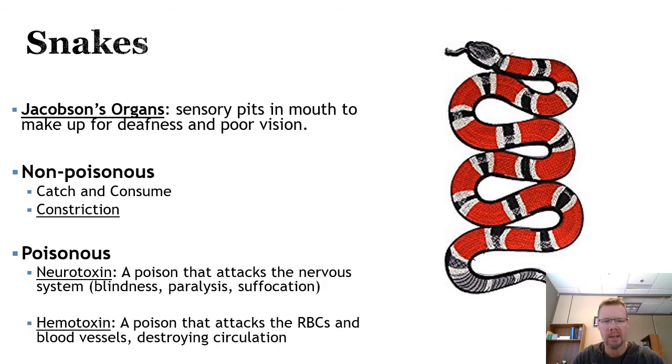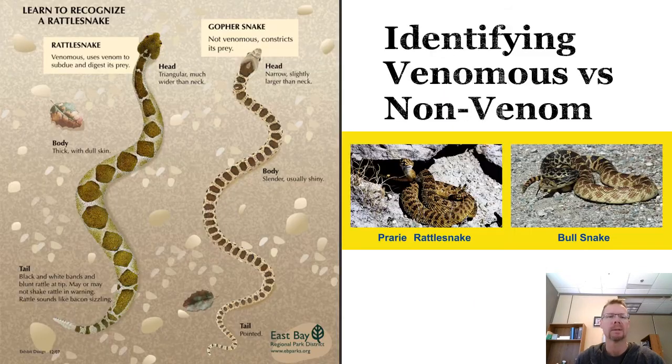Some use neurotoxins, which is a poison that attacks the nervous system, and others use hemotoxins, which is a poison that attacks the red blood cells. In either case, the prey dies. Snake gets lunch. That's what it comes down to.